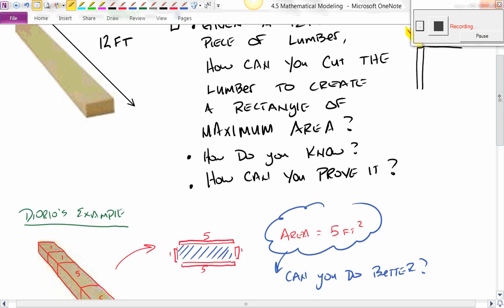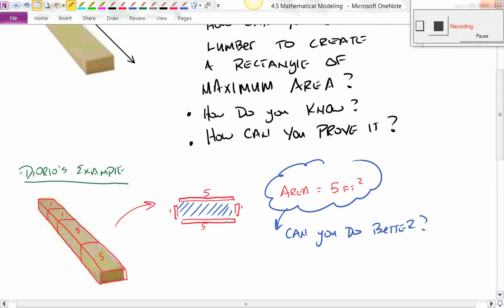As an example here, here's what I did. I said, okay, what if I cut the piece of wood into 1 foot, 1 foot, 5 foot, and 5 foot pieces, to create this picture here? According to the area formula, the area is the length times the width. So area would be 5 times 1. I came up with an area of 5 feet squared in the middle, the blue area here. And the question was, can you do better? How do you know, and how can you prove it?